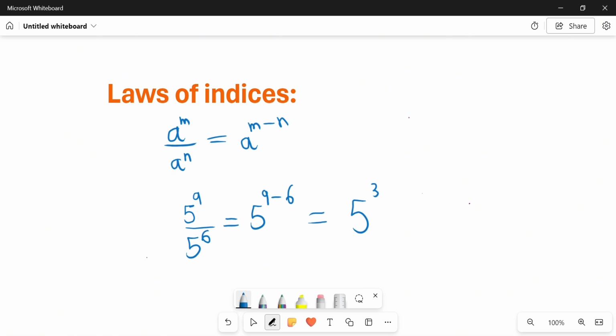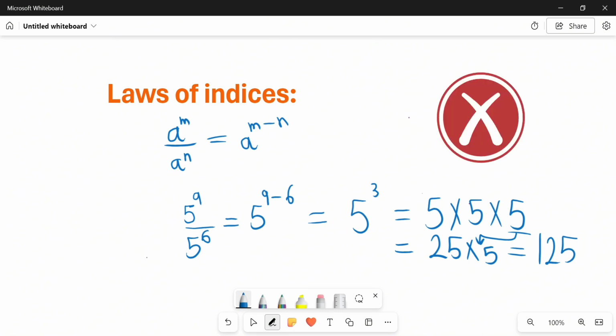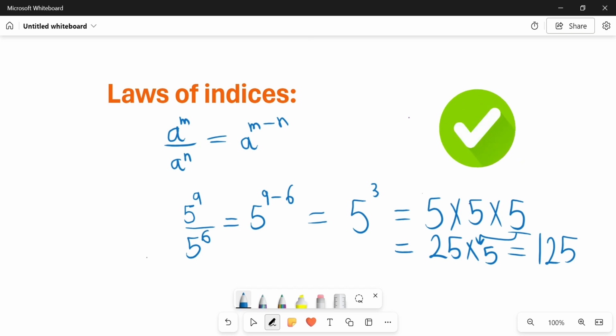If we have 5 to the power of 3, it's like you're multiplying the 5 by itself 3 times. So it's like 5 times 5 times 5. And 5 times 5 is 25. And then we're gonna bring this 5 down. So it would be 25 times 5, and that equals 125. So 5 to the power of 3 doesn't mean 5 times 3. It's like multiplying the 5 by itself 3 times.